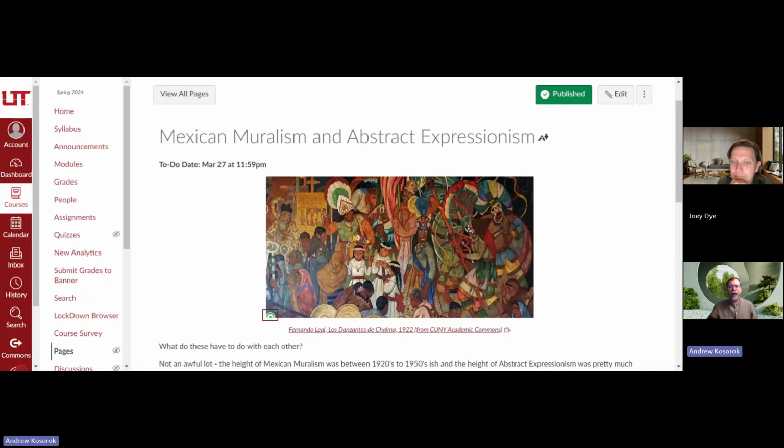And I think, do you remember last week we were talking about regionalism? Yeah. And Mexican muralism is an additional name given to what essentially is Mexican regionalism.